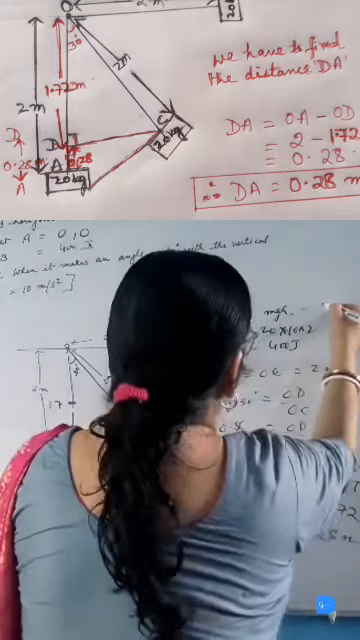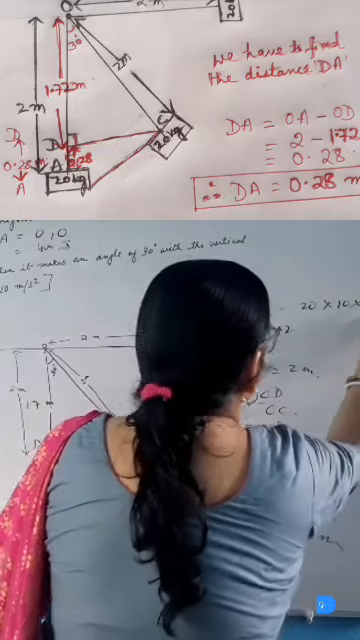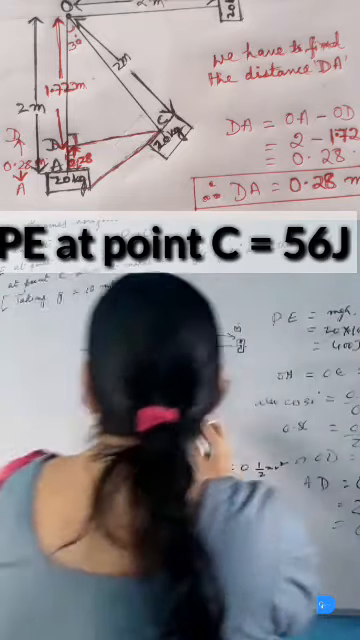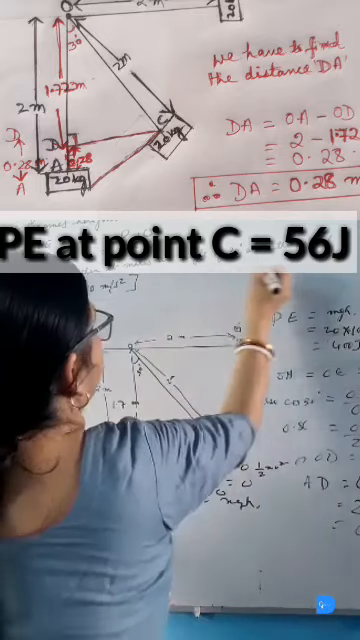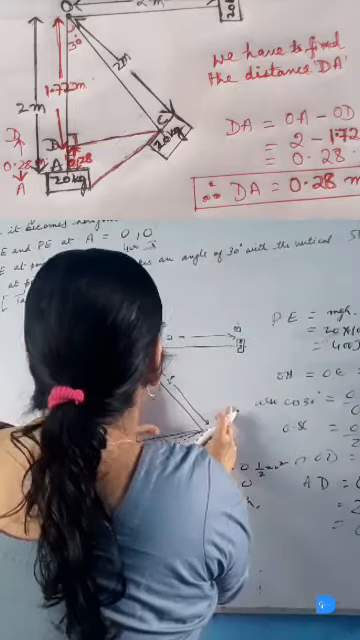Now we have to find potential energy. Potential energy is equal to mgh. Here mass is equal to 20, g is equal to 10, and height is equal to 0.28 meter, is equal to 56 joule. Thus at point C, potential energy is 56 joule when it makes an angle of 30 degree with the vertical.